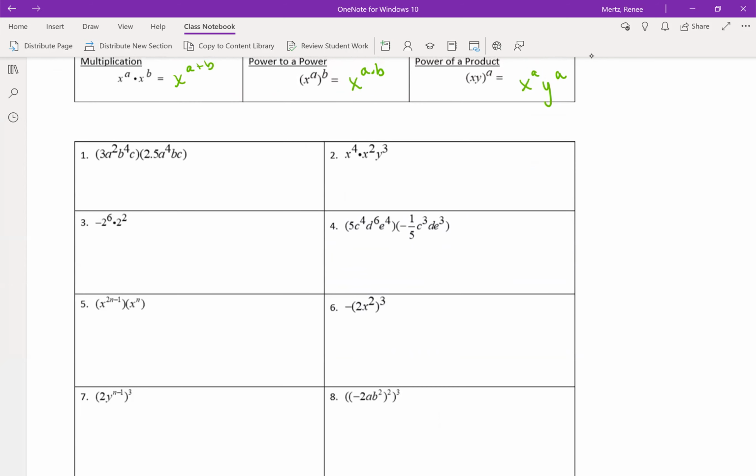So we're going to do number 1. So multiply the coefficients, add your exponents, and see what you get. Same thing on 2. Multiply your coefficients, add your exponents.